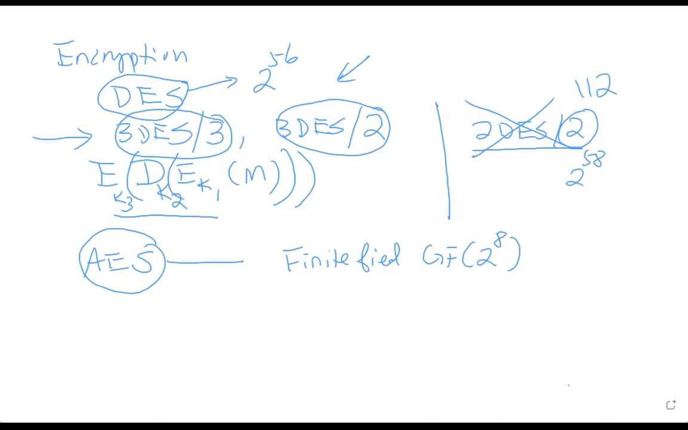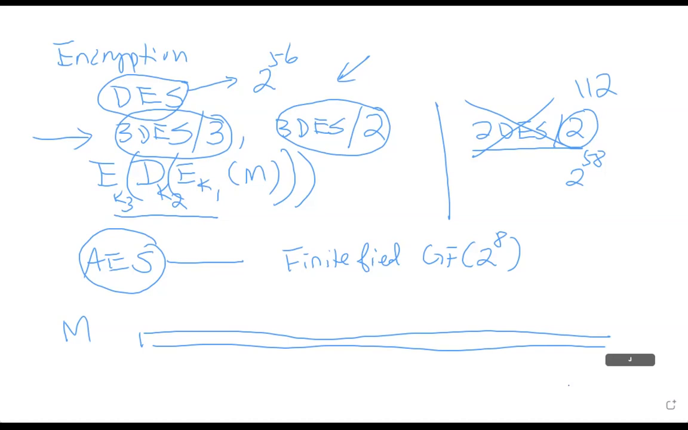The next question we want to know is how do we apply this encryption algorithm on a long message? Let's say I have a sequence of binary string. This is the original message we want to encrypt. It's fairly long, much longer than 128 bits.